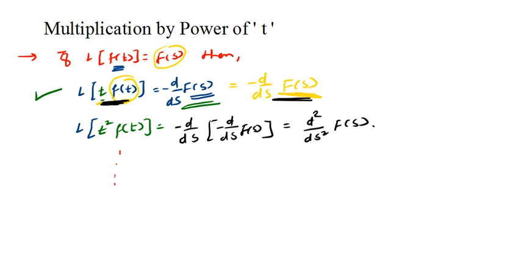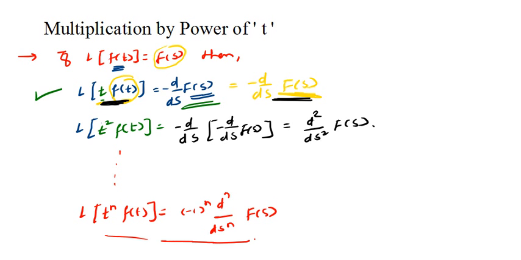If you multiply this f of t by t to the power n, then this will be equal to minus 1 raised to n, d n by ds raised to n, F of s. And this is our definition. What will happen when the function f of t is multiplied by the power of t? So what will be the change in RHS? You will have to take that much derivative with respect to s and multiply that term by minus 1 raised to n, where n is the power of t.